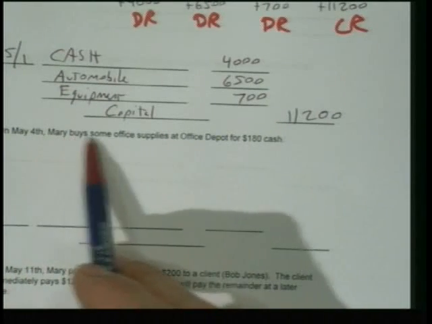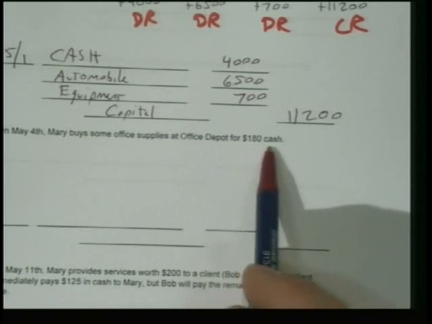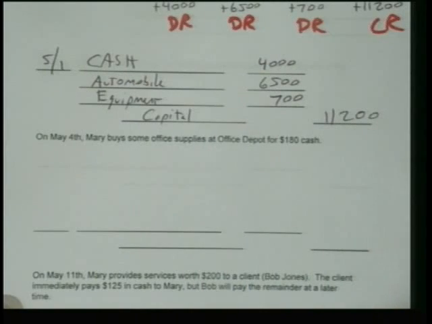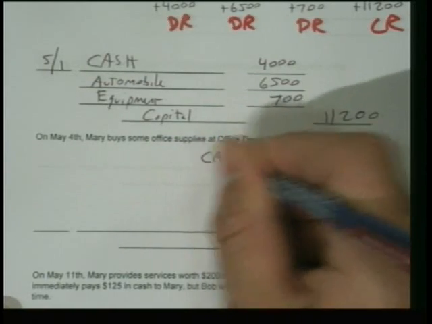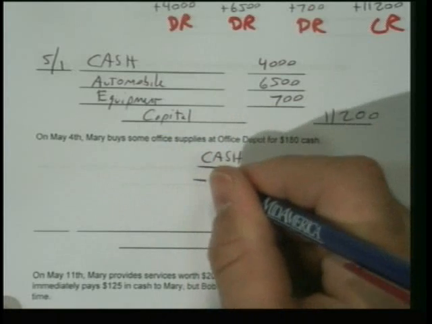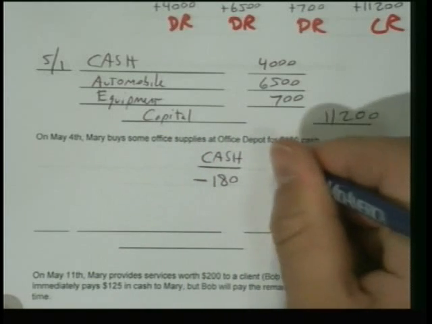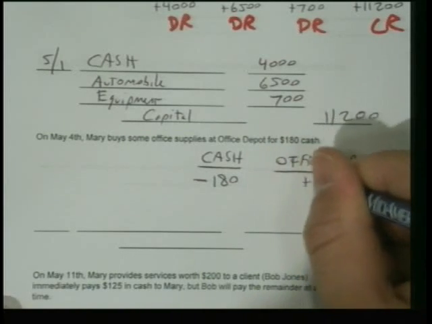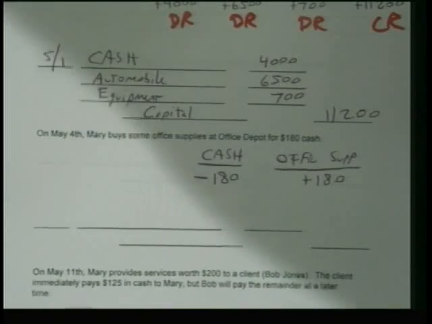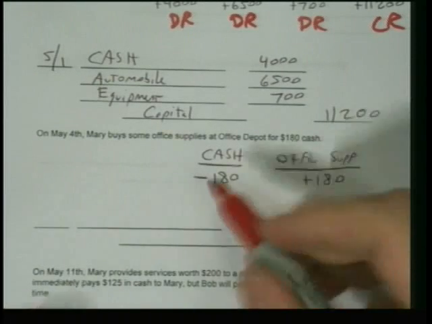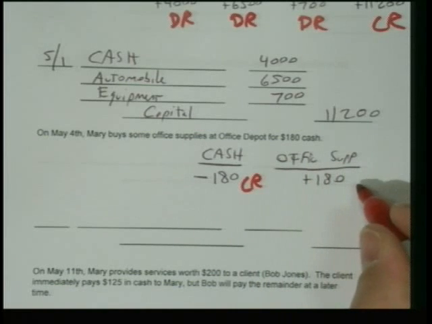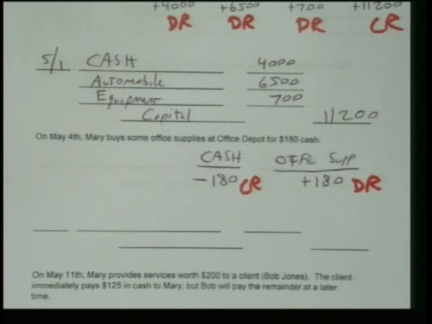On May the 4th, Mary buys some office supplies at Office Depot for $180 cash. Okay? Just ignore the journal entry for now. Let's do the chapter 1 way. Well, cash goes down by $180, correct? And office supplies goes up by $180, right? How do you decrease cash? You credit it. How do you increase office supplies? Okay? Well, there we should be done now, right?